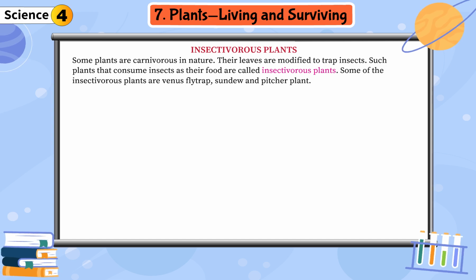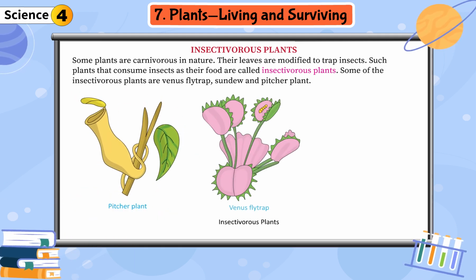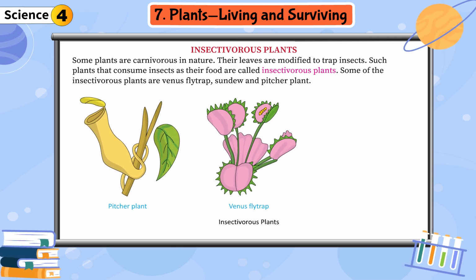Insectivorous plants. Some plants are carnivorous in nature. Their leaves are modified to trap insects. Such plants that consume insects as their food are called insectivorous plants. Some of the insectivorous plants are Venus flytrap, sundew and pitcher plant.